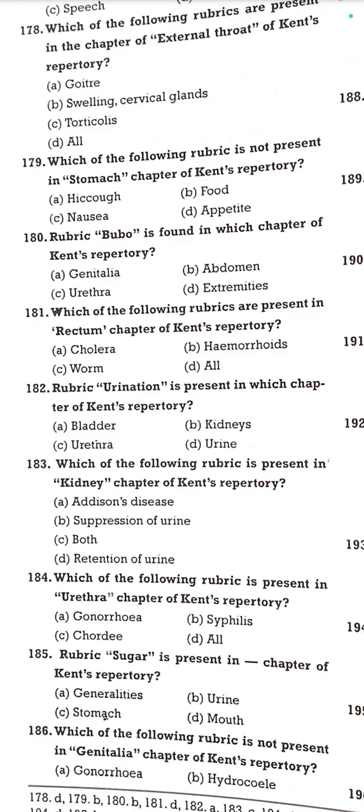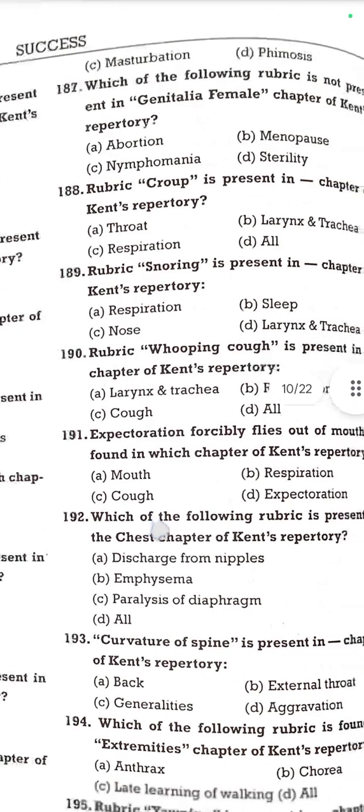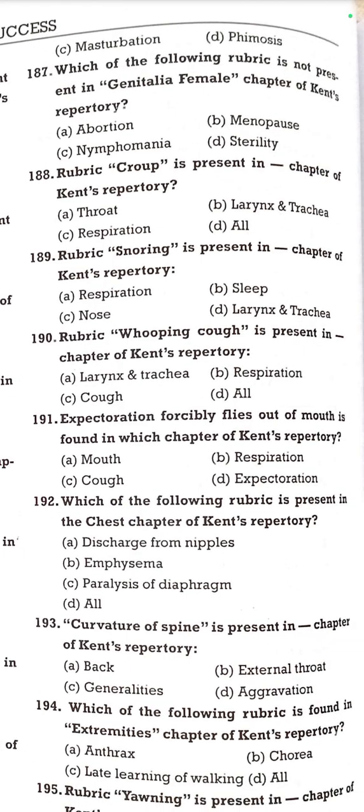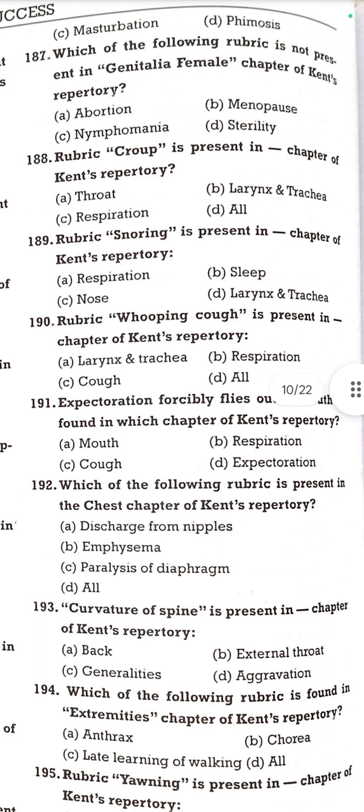186. Which of the following rubrics is not present in genitalia chapter of Kent's repertory? So the answer is gonorrhea. Which of the following rubrics is not present in genitalia female chapter of Kent repertory? Nymphomania, which is present in mind.